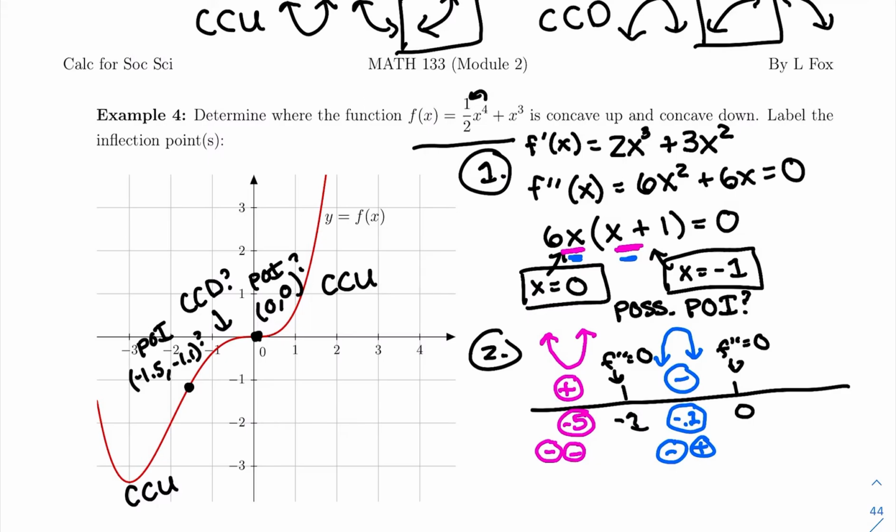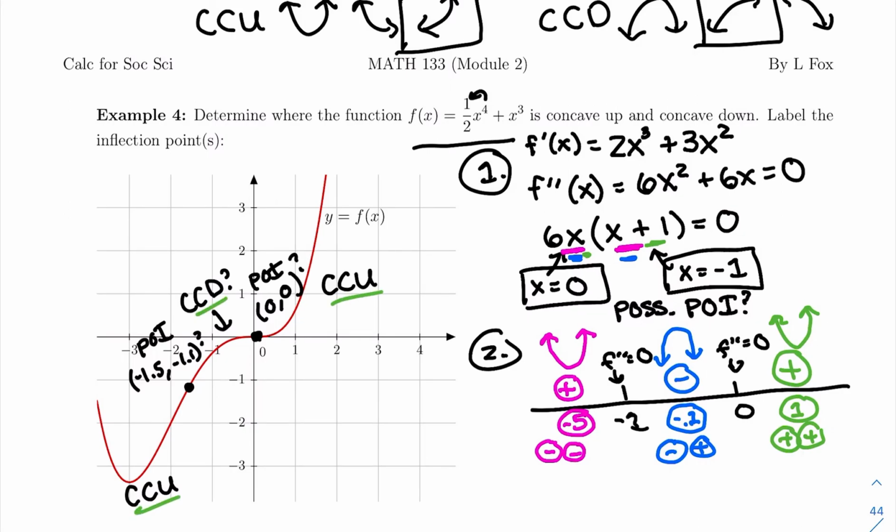Last interval, I could plug in anything I want to. Maybe I'll just be boring and plug in 1 instead of something super far away. 6 times 1 is positive. 1 plus 1 is positive. I have a positive second derivative, which is concave up. So I really did switch in here. It really was concave up to concave down to concave up.